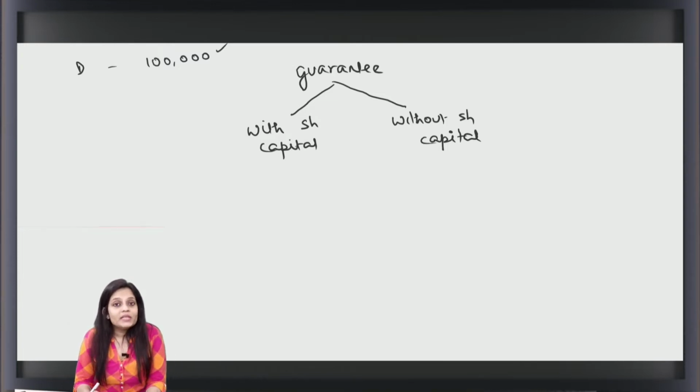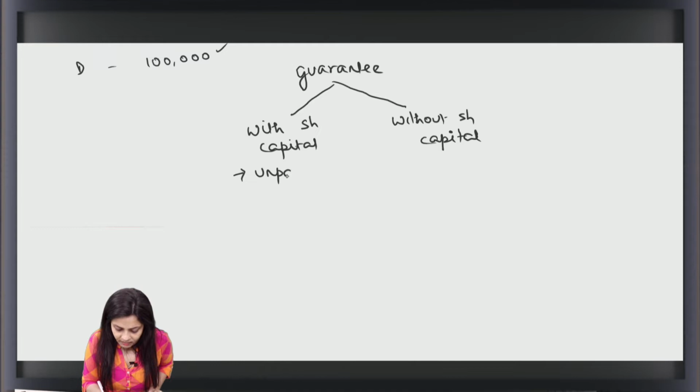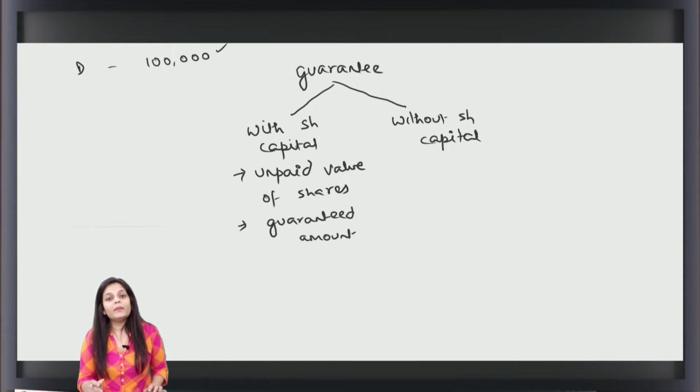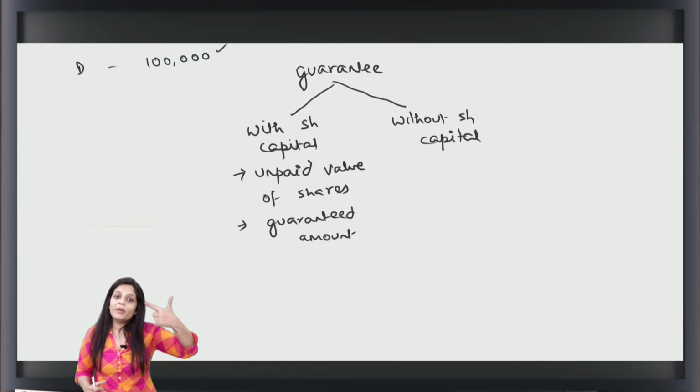So when the company is a guarantee company with share capital, can we say the member's liability is double? How? The member has to pay the unpaid value of shares, and along with that, the members will also have to pay the guarantee amount. So the liability of members is double. I have to pay the unpaid value of my shares. I also have to pay the guaranteed amount. So here my liability is double.